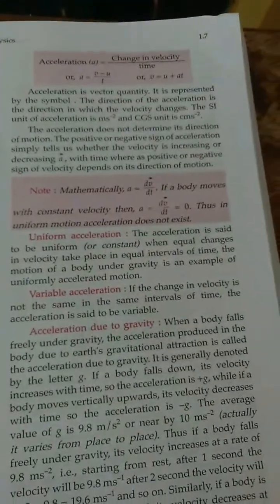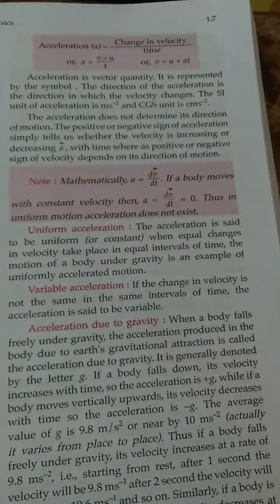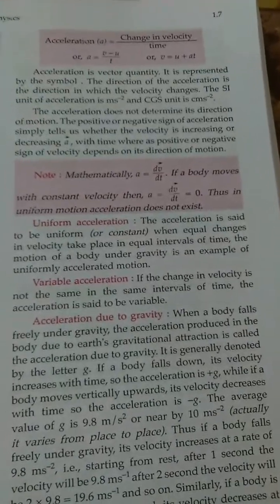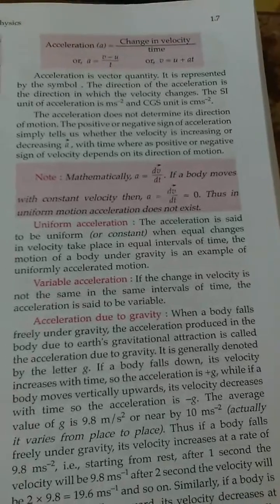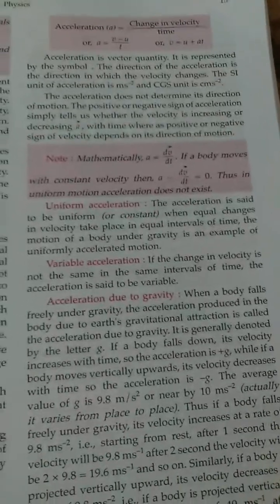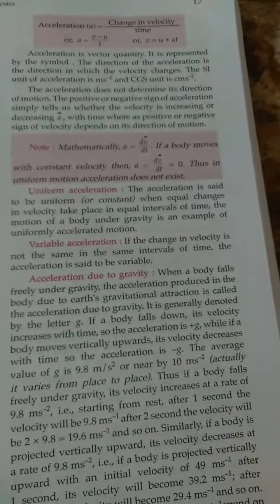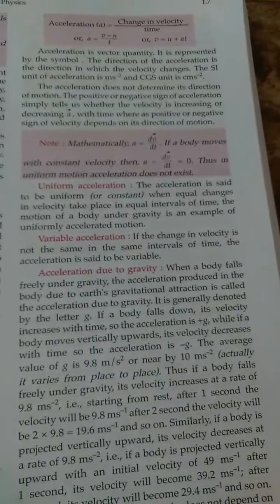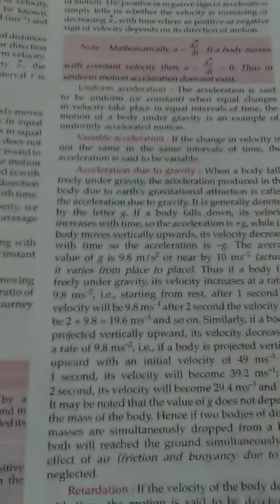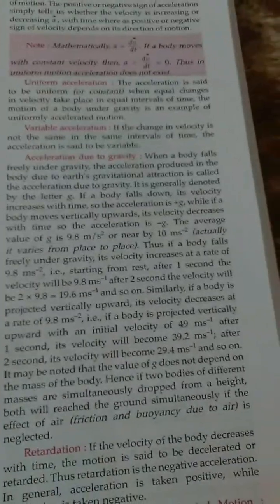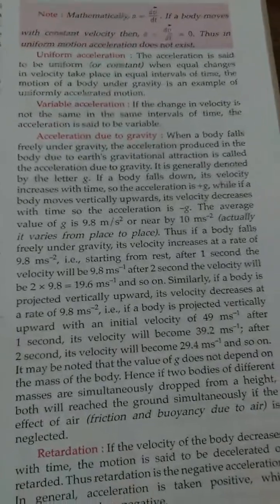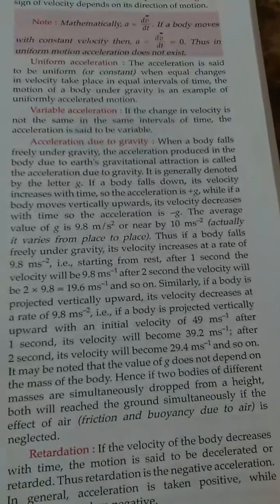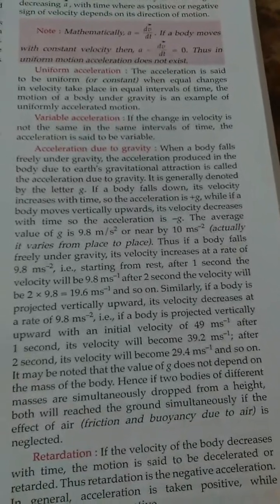Uniform acceleration. The acceleration is said to be uniform or constant when equal changes in velocity take place in equal intervals of time. The motion of a body under gravity is an example of uniformly accelerated motion. Variable acceleration. If the change in velocity is not the same in the same intervals of time, the acceleration is said to be variable. Acceleration due to gravity. When a body falls freely under gravity, the acceleration produced in the body due to Earth's gravitational attraction is called the acceleration due to gravity. It is generally denoted by the letter g.